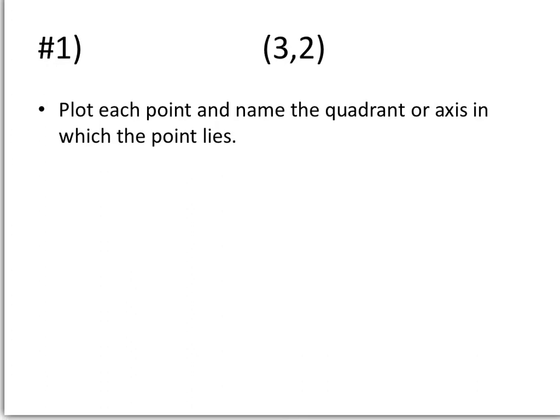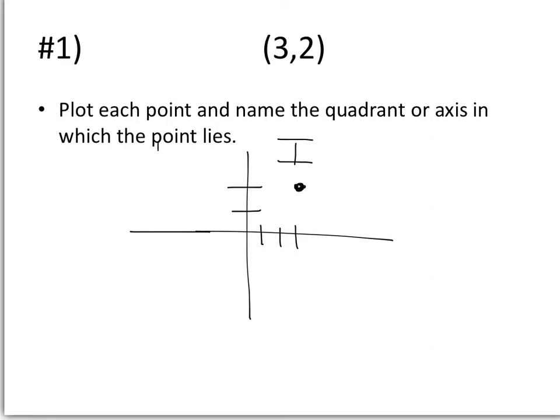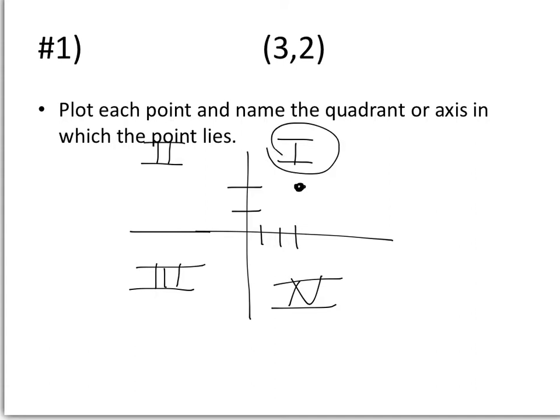So you've got (3, 2). Remember, you're going to go right or left and then up or down. So we're going to go 1, 2, 3 right, and then up 2. So your point's going to go right here. And remember, your quadrants are 1, 2, 3, 4. So we are in quadrant 1, and your point is right here.